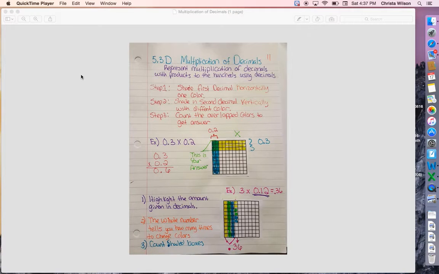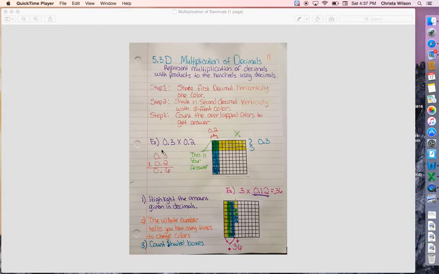Math journals, we're going to be taking notes on multiplication of decimals, and that is TEK 5.3D, represent multiplication of decimals with products to the hundreds using decimals. We're going to look at how to model that with the 100 blocks. We have an example here.